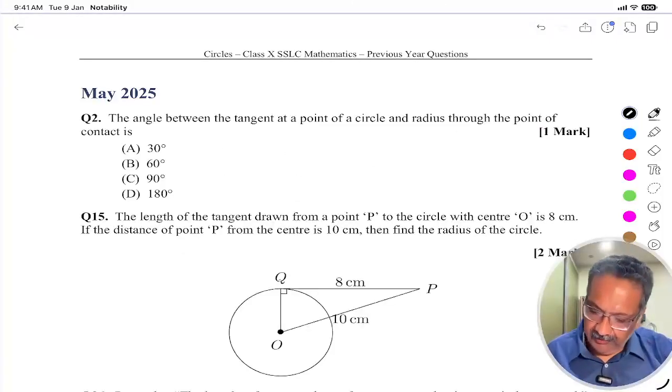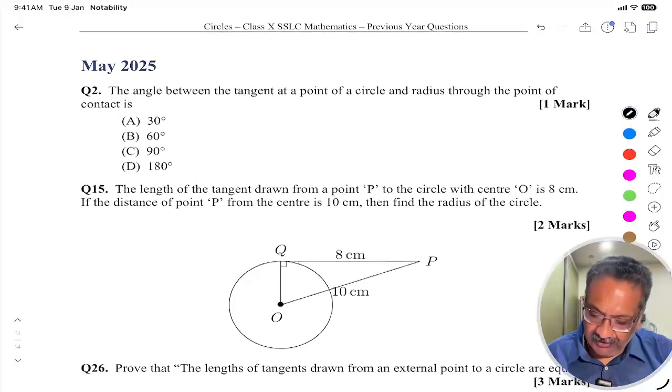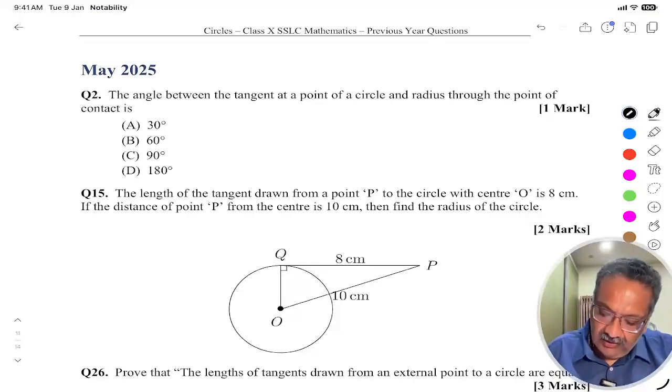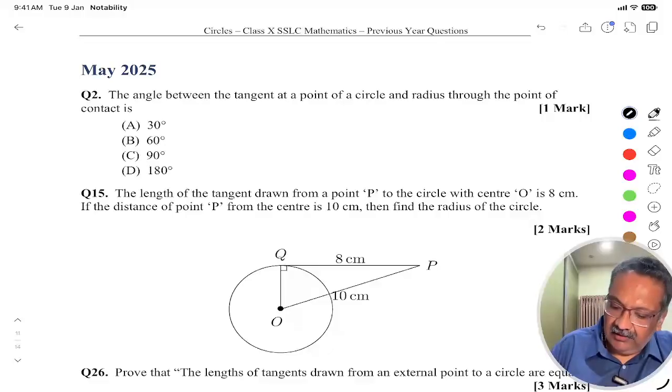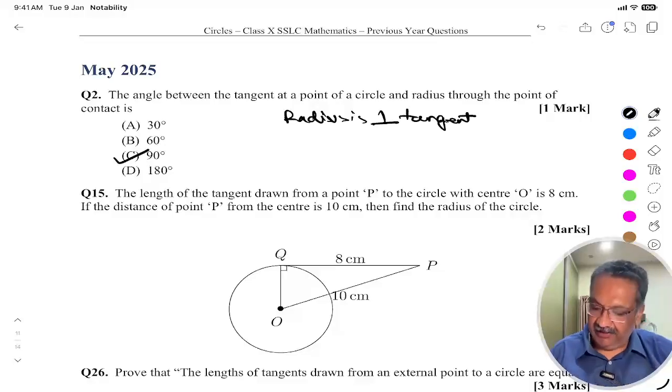Now let's come to the May 2025 question. MCQ. The angle between the tangent at a point of a circle and the radius through the point of contact. This is nothing but the first theorem. Radius is perpendicular to the tangent at the point of contact, correct? So perpendicular means it will be 90 degrees.